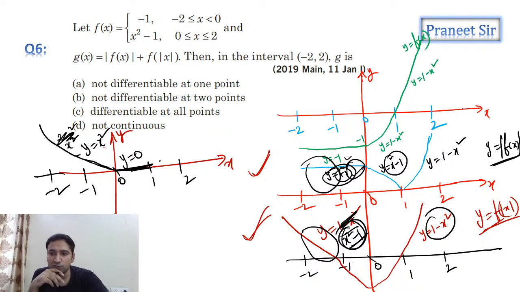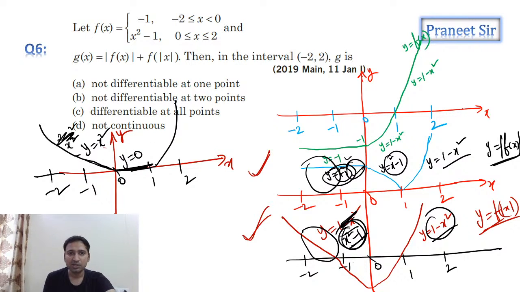Next 1 to 2. 1 to 2 if you draw the graph. 1 to 2 this is 1 minus x square. Both 1 minus x square. Let's add these two. 2 minus 2x square. 2 minus 2x square means how it look like? It look like this. So the possible non-differentiable points are maybe here and here.